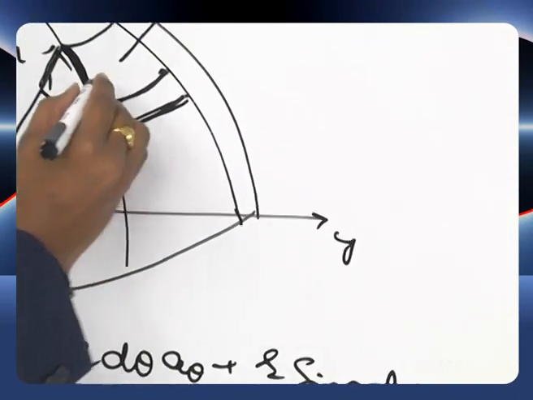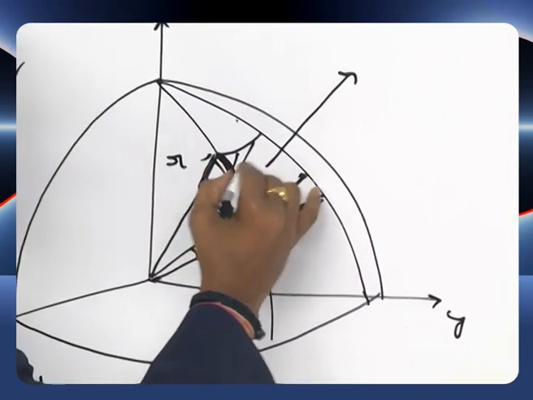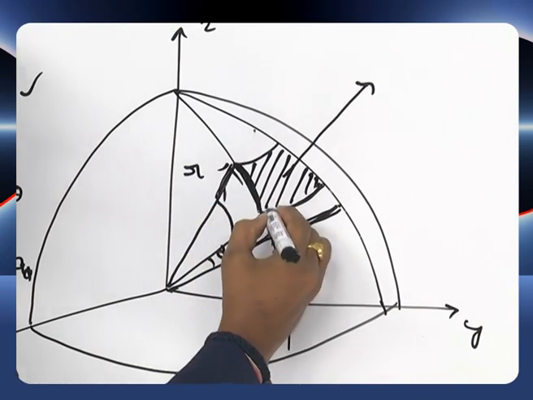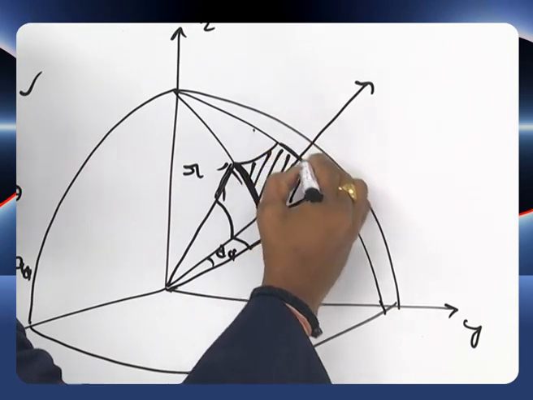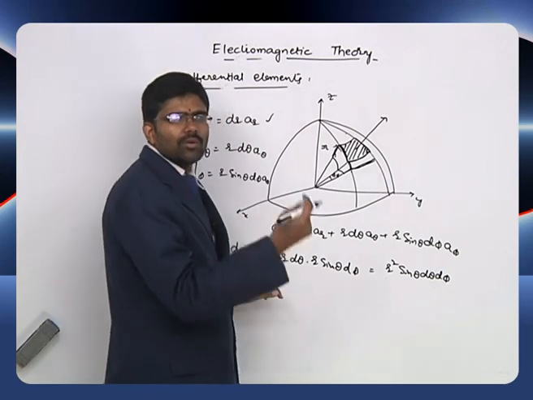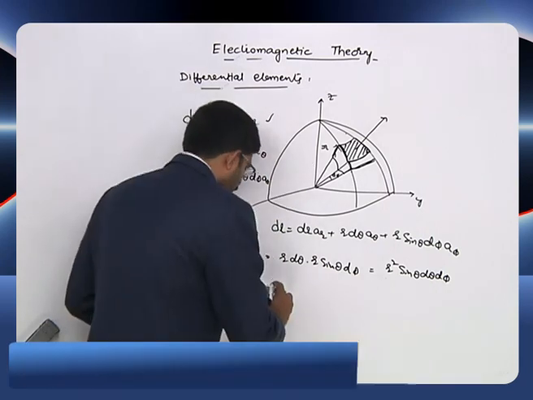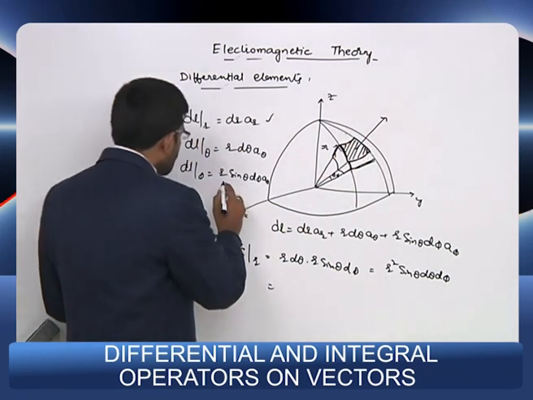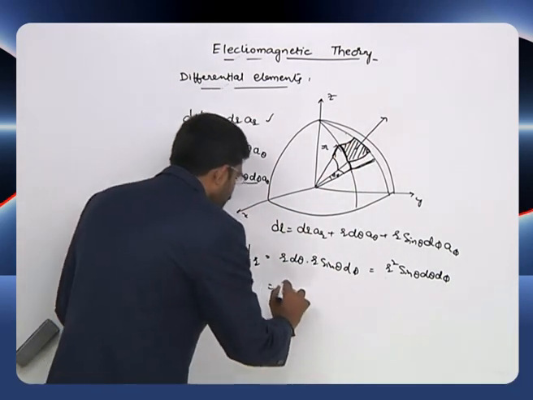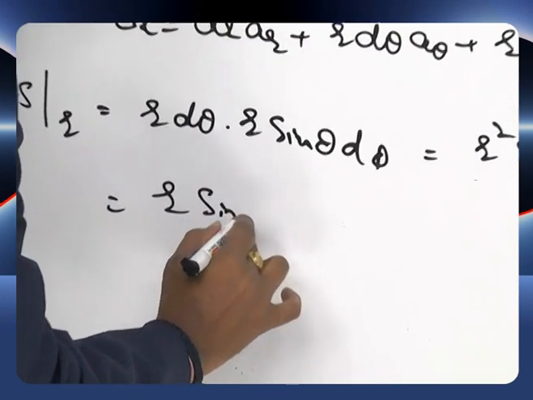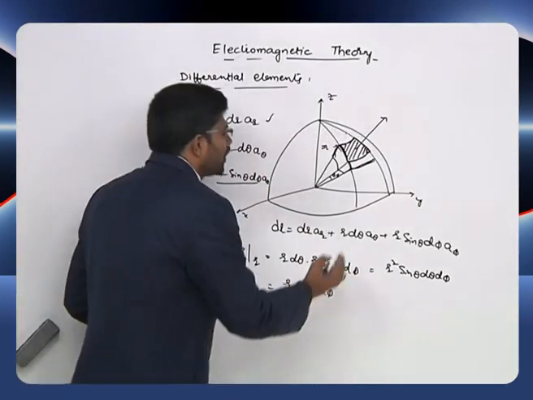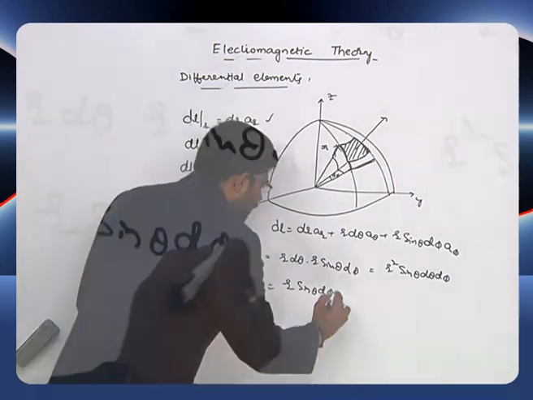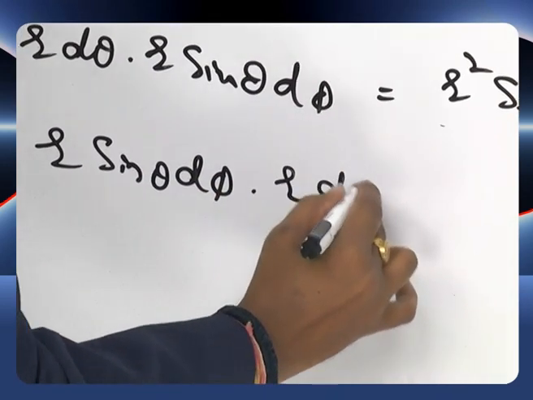So if you are considering the differential surface in radial direction, this is the surface we need to consider. If this is the surface, what are the lengths of this one and this one? Multiply them, and what we get is the magnitude. The length of this arc in the direction of phi is r sin theta d phi, and the length of this arc in the direction of theta is r d theta.